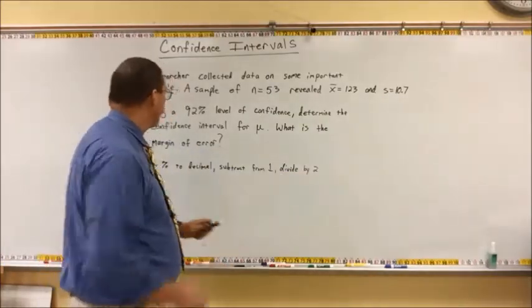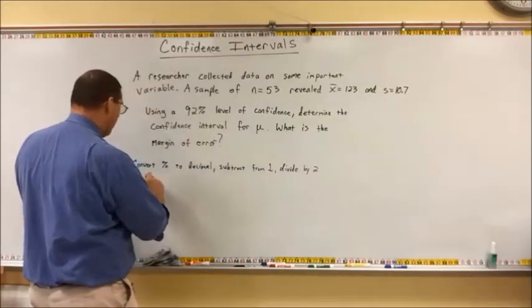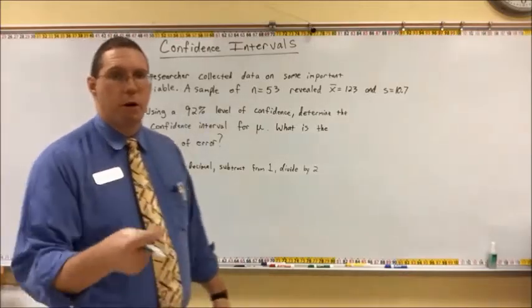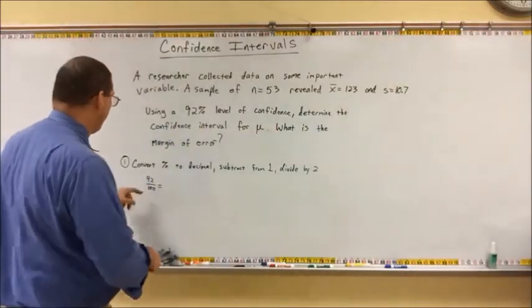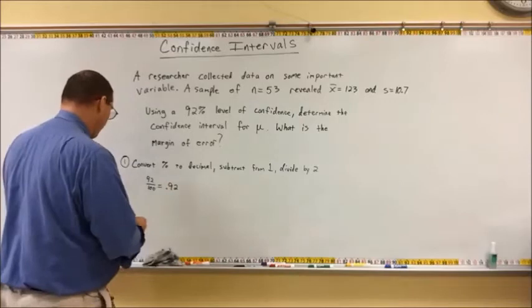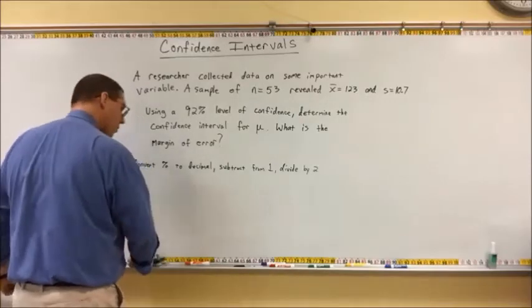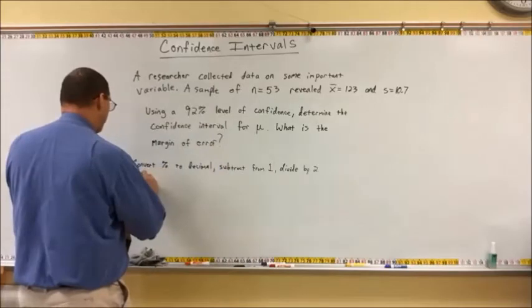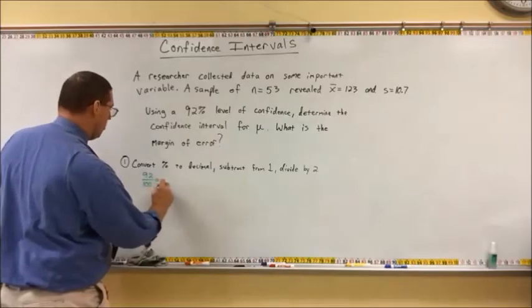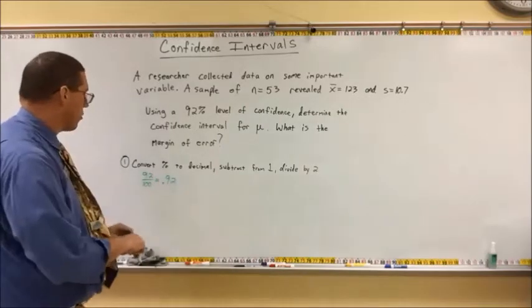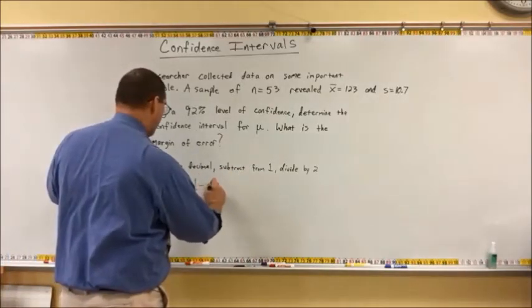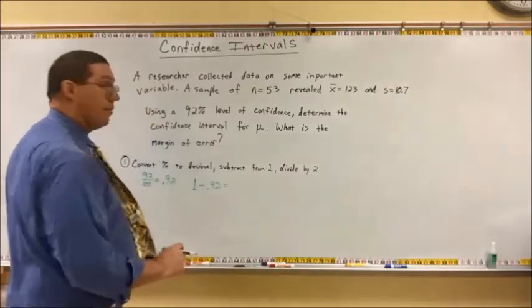Well, the way that we can convert 92% into a decimal is we can do 92 divided by 100. That's what percent means. Percent means per 100, or out of 100. 92 divided by 100 is 0.92. Okay? Now, let me do this in a different color. I'm going to do it in green. So we'll do 92 divided by 100 is equal to 0.92. Then we're going to subtract 0.92 from 1. So we're going to do 1 minus 0.92. And that's going to give us 0.08.